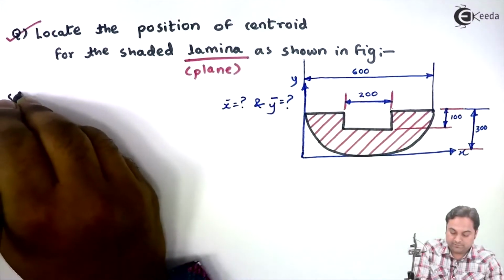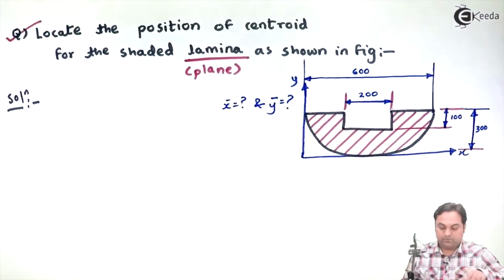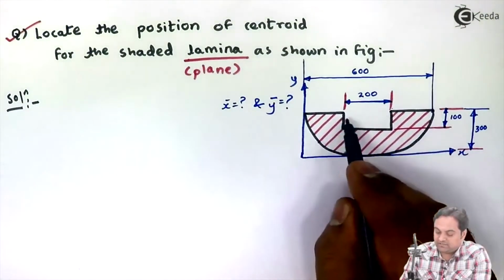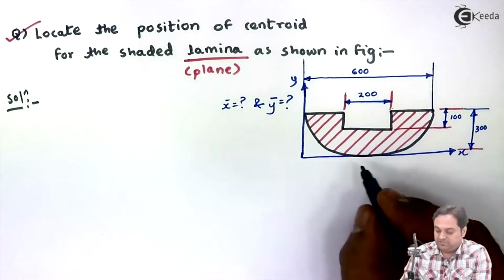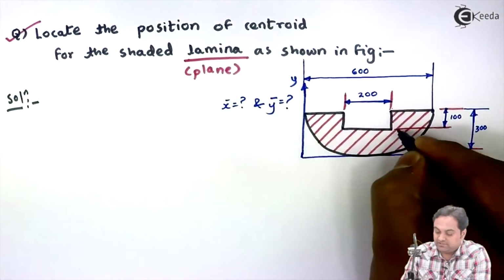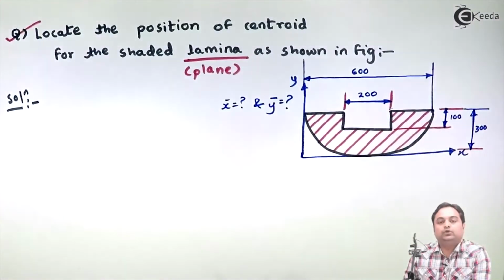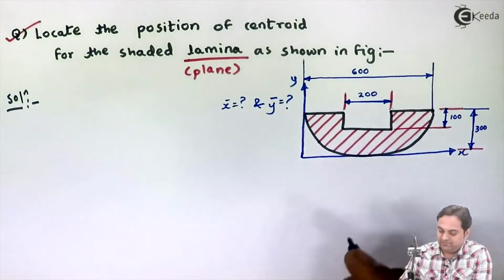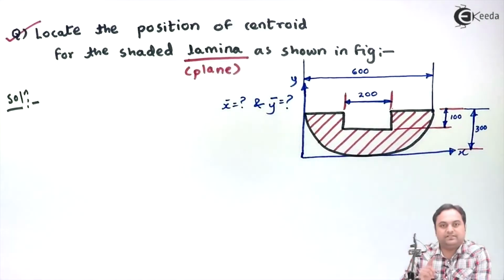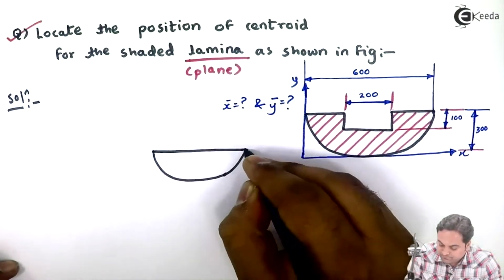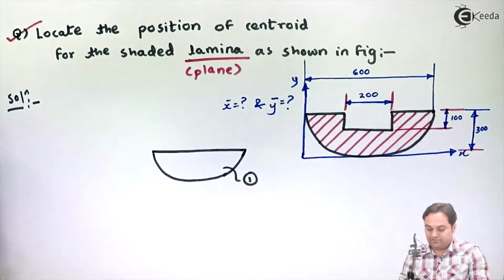In the solution part, see how we can solve this problem. We can consider this semicircle as the first figure, and from this semicircle we would be subtracting this rectangle whose width is 200 and height is 100. If we subtract the rectangle portion from the semicircular portion, we can get the centroid. So I'll consider this semicircular portion as the first area. I'll draw it separately. This semicircle portion is the first area.